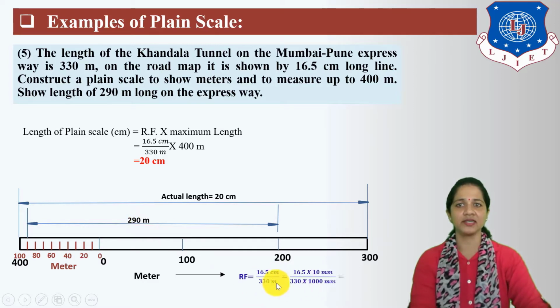At last, find out the scale here. RF is drawing length divided by actual length. Drawing length is given 16.5 centimeter. Actual length is given 330 meter. Both units are converted into mm. So RF is equal to 1 upon 2000.